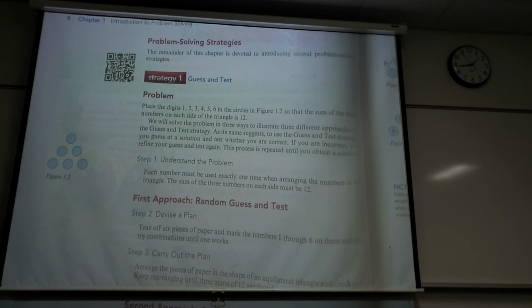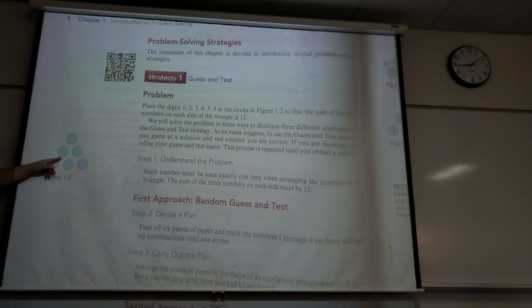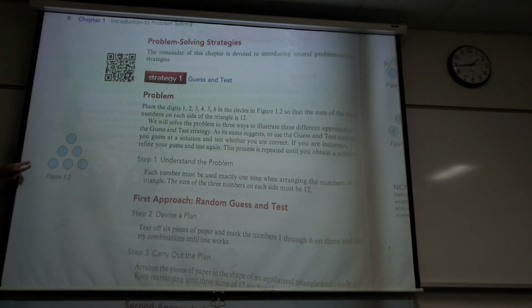Try not to look at the answer if you have the book. Just give it a try. This is a cool little puzzle. Does everybody understand? All right. Place the digits 1, 2, 3, 4, 5, 6 in the circles in such a way that the sum of any three in a row is 12.